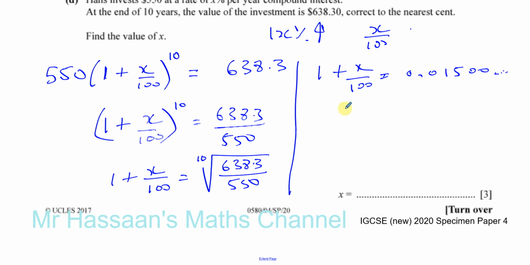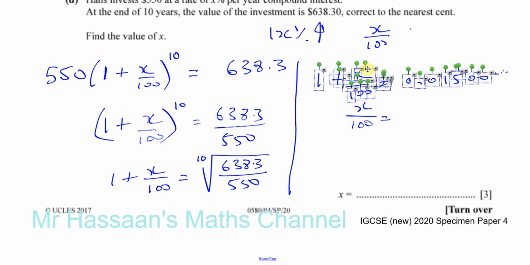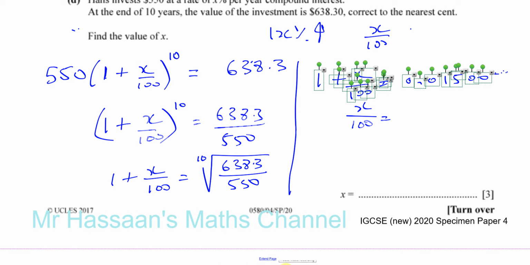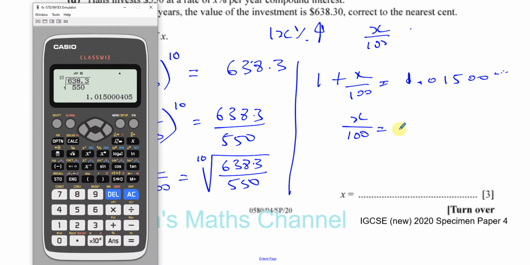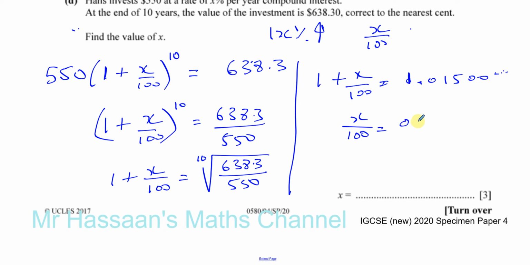Then we've got to do x over 100 is equal to, what was the answer there? Sorry, that was 1.015. I wrote it as 0.015. Be careful about silly mistakes like that. So you've got to take away 1 from both sides. Then it becomes 0.01500. And then we multiply by 100.